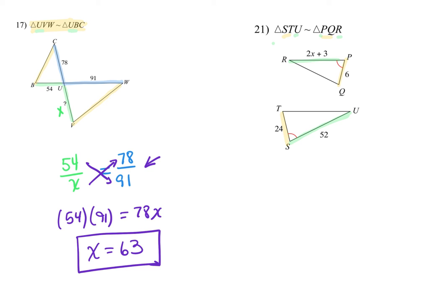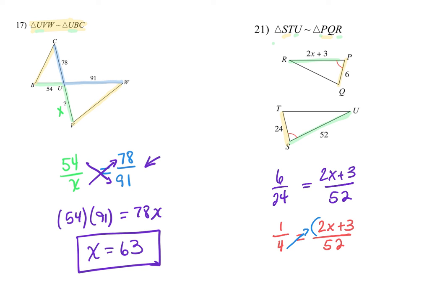And so I would set this up 6 over 24, and you can reduce that, equals 2x plus 3 over 52. So if you want to reduce the 6 over 24 first, you can. 1 over 4 equals 2x plus 3 over 52. Don't forget, though, that when you do this, you need to distribute. So I have 4 times 2x plus 3 equals 1 times 52. All right. And then in this case, you're solving for x, not the length of the side. Any questions on those?